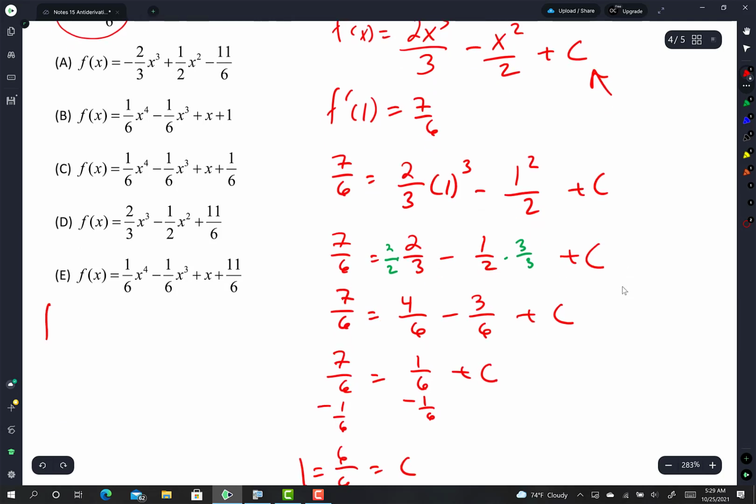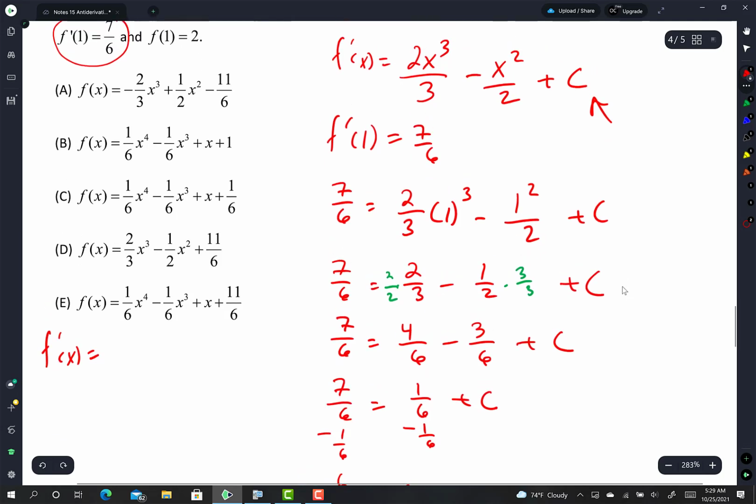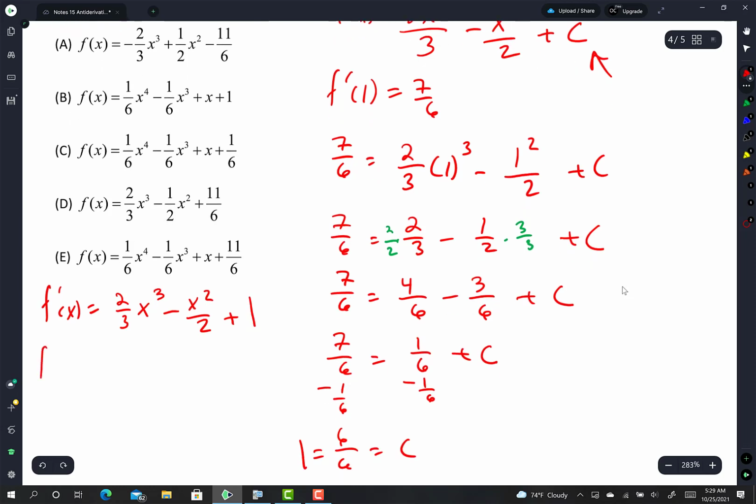Let's see if I can write it right here in this little corner. f prime of x is equal to 2/3 x cubed minus x squared over 2 plus 1. I'm going to do one more antiderivative. So here it is, f of x equals 2x to the 4th over 3 times 4. Once you're advanced, you can just write 12, but I wanted to show you guys. Minus x to the 3rd over, I still have that 2 in the bottom, 2 times 3, plus x plus c.